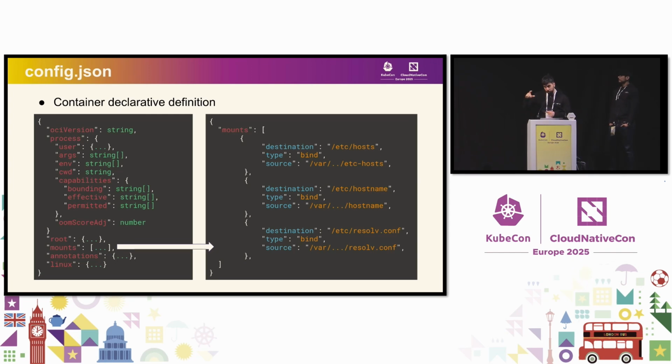This config.json is just the declarative definition of the container. So what we put inside the pod spec is translated by containerd and stored in this config.json file with all the information about our container process. For example, the user that is running the container, or the mounts. The mounts are relevant. You will see in the next slide why, but we have all the mounts that will be available to the container.